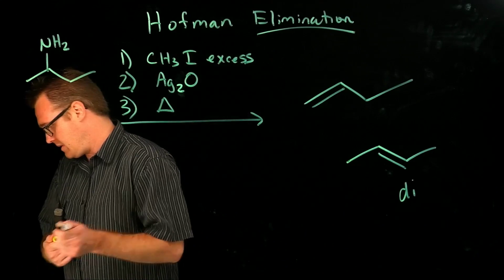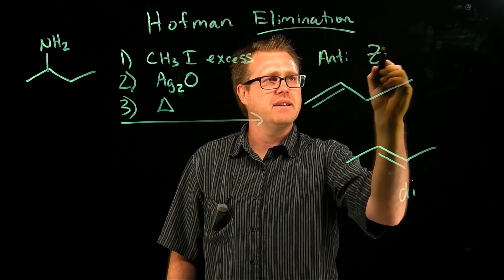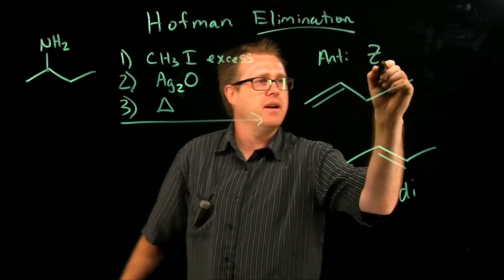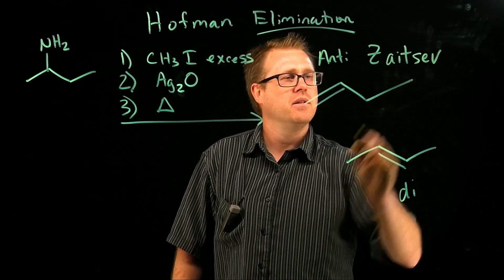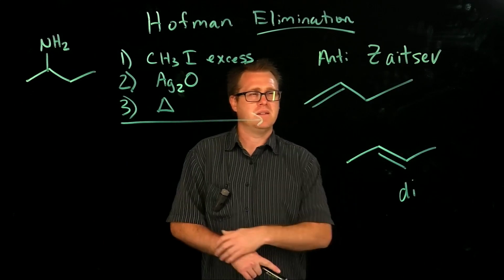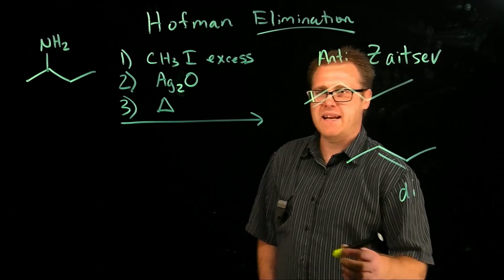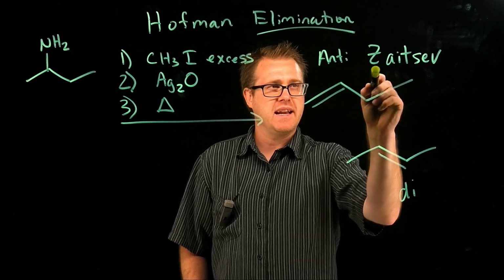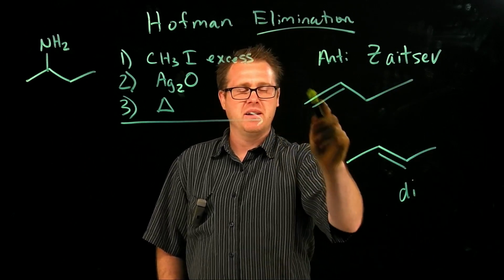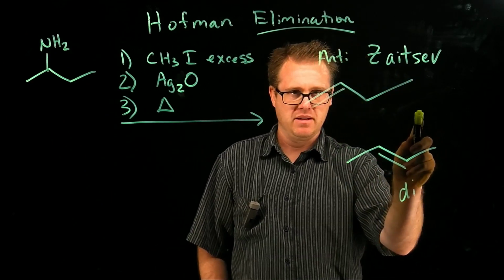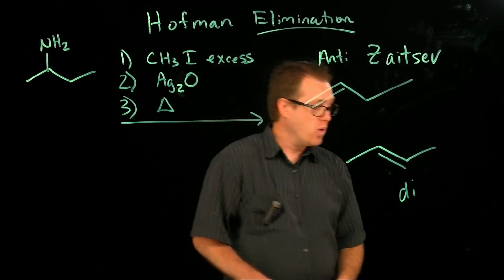Remember the Zaitsev rule? Let me write that down. Zaitsev product. Recall from the Zaitsev rule that when you do an elimination, the Zaitsev rule says you want to form the more substituted alkene. But in a Hofmann elimination, we are generating a less substituted alkene, so it's called the anti-Zaitsev product or Hofmann product.